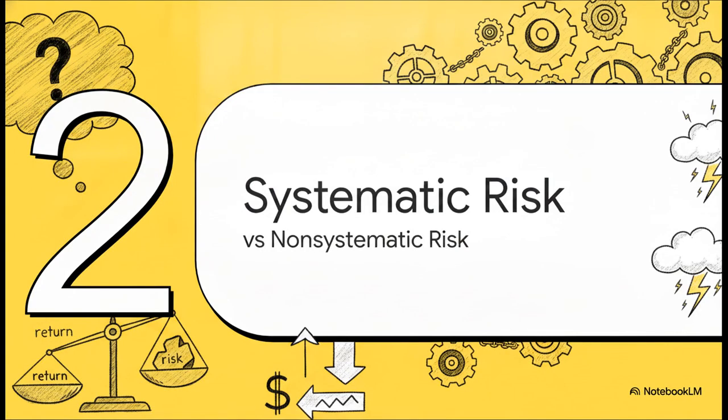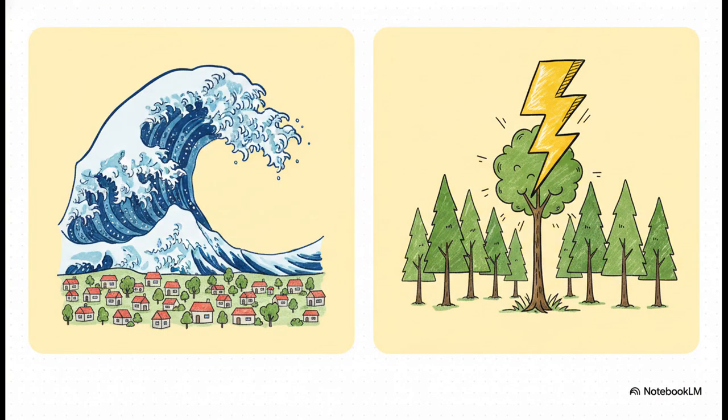Moving right along to section 2, systematic versus non-systematic risk. We have to ask ourselves, is all risk created equal? If you take on more risk, does the market automatically owe you a higher return? The answer to that is a definitive no, and here is exactly why. We have to divide risk into two entirely distinct camps. First, there's systematic risk. This is market-wide, unavoidable, and totally non-diversifiable. Think about big macroeconomic factors: inflation, shifting interest rates, broad economic cycles. You literally cannot escape these by simply buying more stocks.